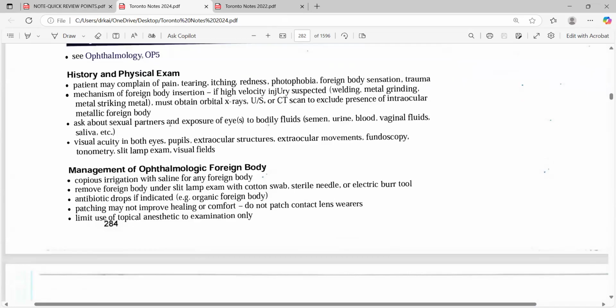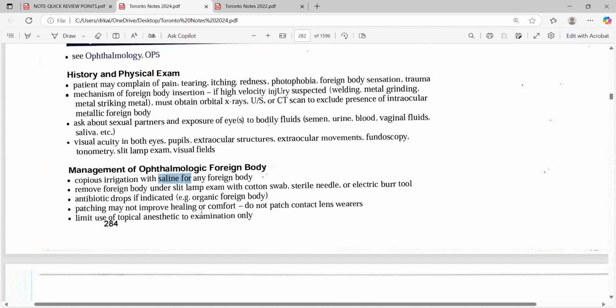It's mainly whenever anybody comes to the emergency department with a foreign body in the eye. Usually we start with irrigation. The key point is irrigation with saline, not with water, for any foreign body. Remove the foreign body under slit lamp examination with a cotton tip and then a steroid needle. Even if this patient presents in family medicine, the approach will be the same. Irrigation with saline is something you can do in family medicine too. Then remove the foreign body and give antibiotic drops like Tobradex.